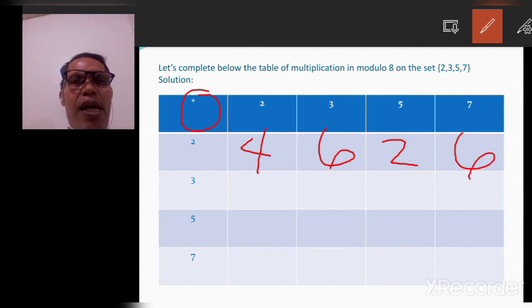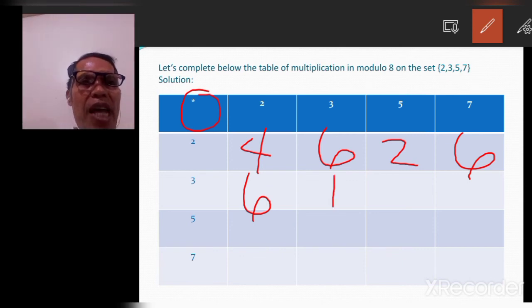Okay, next. 3 blue times 2 white is 6. You can put 6 because the last element is 7. Okay, 3 blue times 3 white is 9. You cannot put 9 because the last element is 7. So 9 divided by 8 is 1. 1 times 8 is 8. 9 minus 8 is 1. Okay, 3 blue times 5 white equals 15. 15 divided by 8 is 1. 1 times 8 is 8. 15 minus 8 is 7.